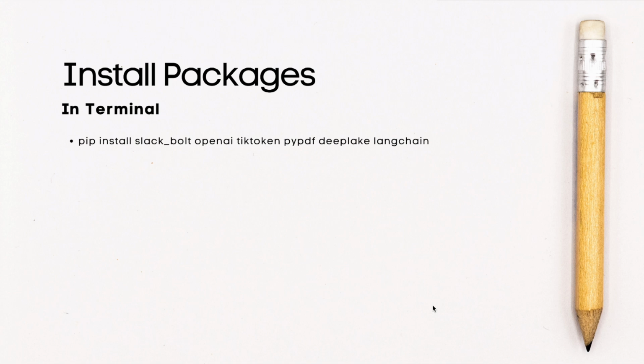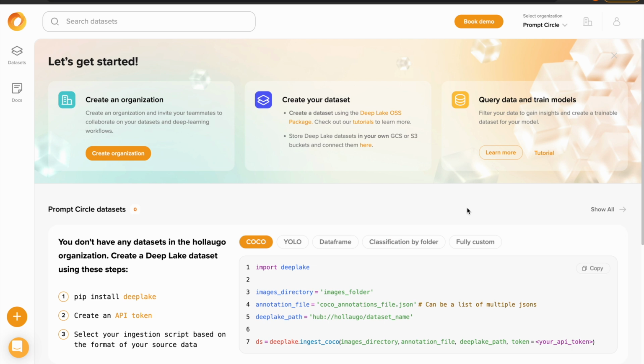All right, next up, here are the packages we're going to be installing. One, we want to install our Slackbot package, OpenAI, TickToken, PyPDF, DeepLake, and Langchain.